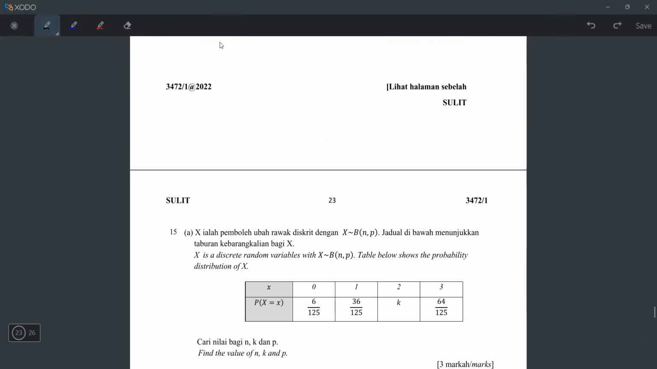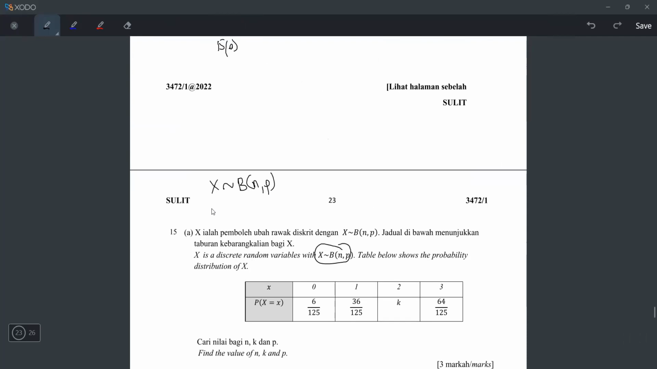Okay, question 15. So this is the last question in this paper. X is a discrete random variable with X tilde B(n, p). Okay, I do want to mention this. If they write X tilde B, then you have to know this is N, this is P. The number in front represents N, this is P. P is the probability of success.